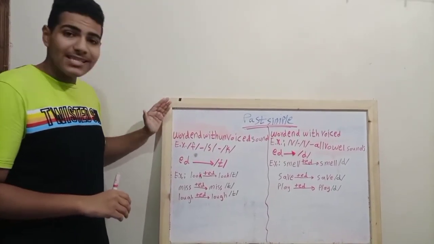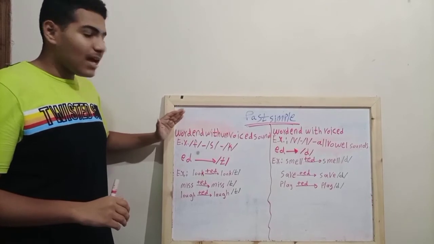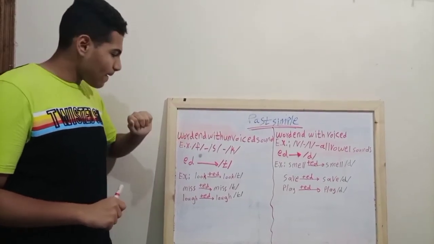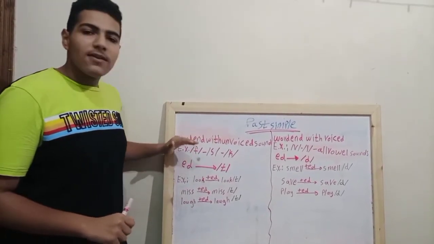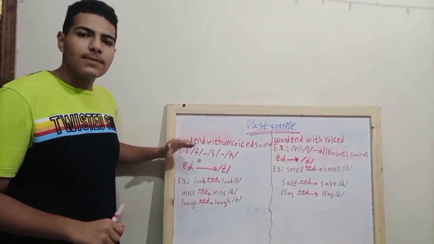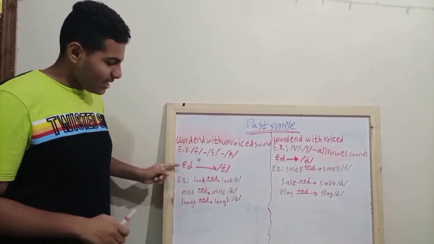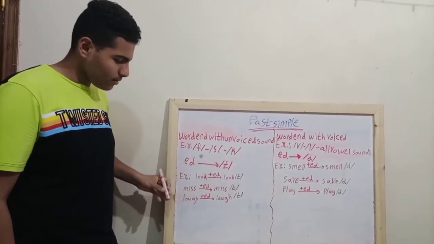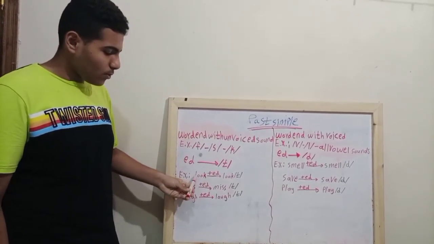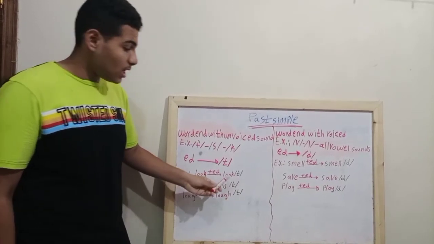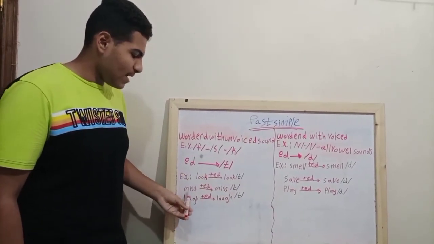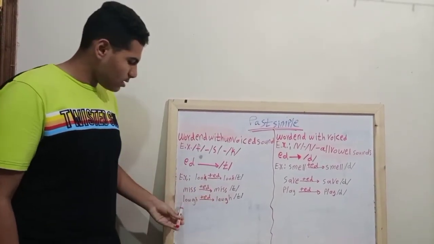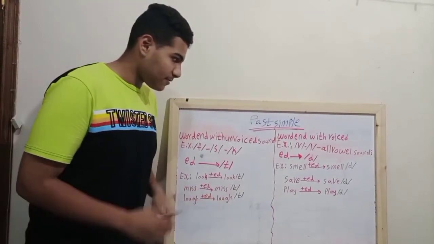If there is any word that ends with an unvoiced sound, for example, the sound s, the ed is pronounced t. For example, the word look, it will be looked. The word mess, it will be messed. Laugh, it will be laughed.